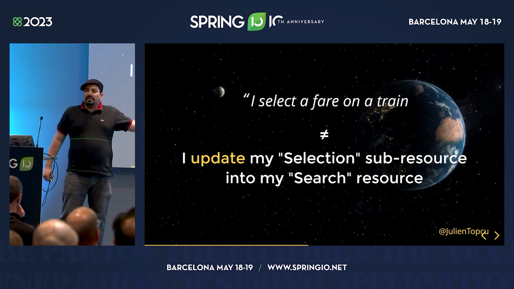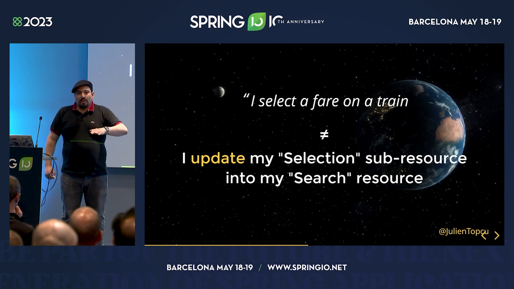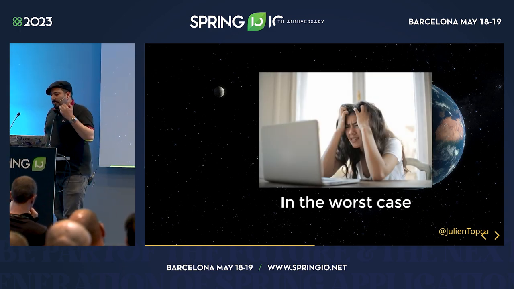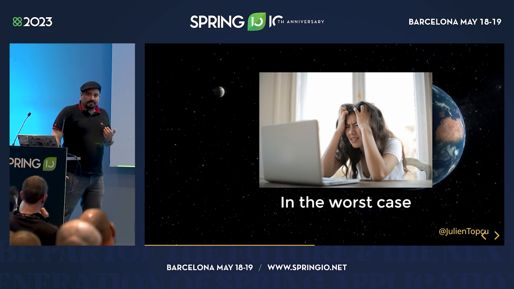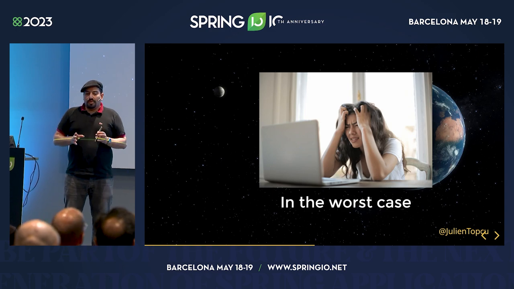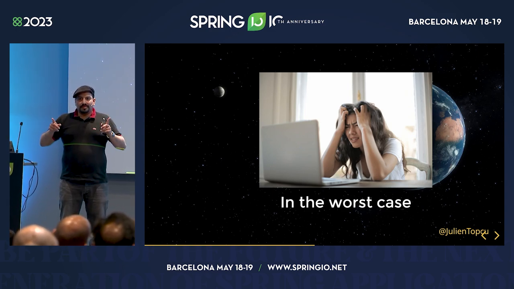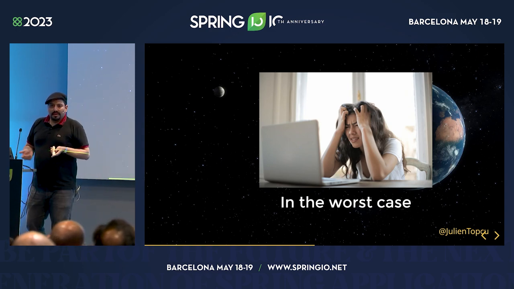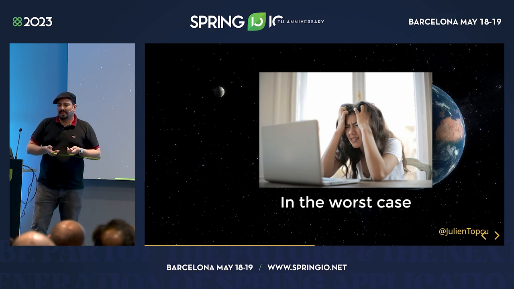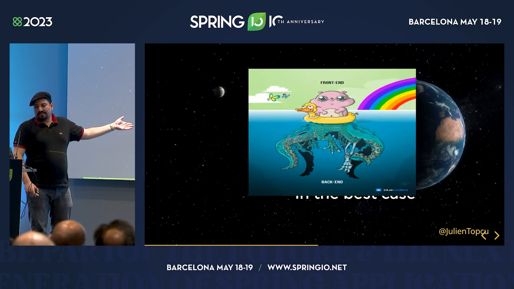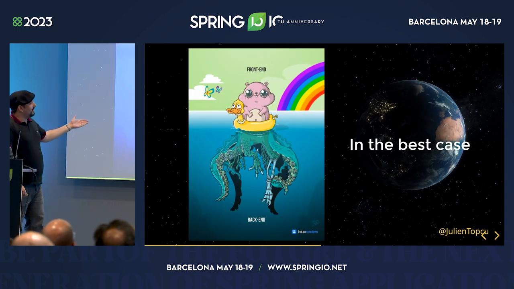And when we are building that kind of API, in the worst case, when the domain is quite complex and you don't have any UX researcher, you will build a really bad user experience. Okay, let's imagine that for a rail booking system, the front end says to you, okay, now update your selection inside your search. Doesn't mean anything. I want to select a train with a fare. I don't want to update my selection, right? But don't worry, it doesn't happen much. Most of the time, this is what we have: a really nice front end and an ugly back end.